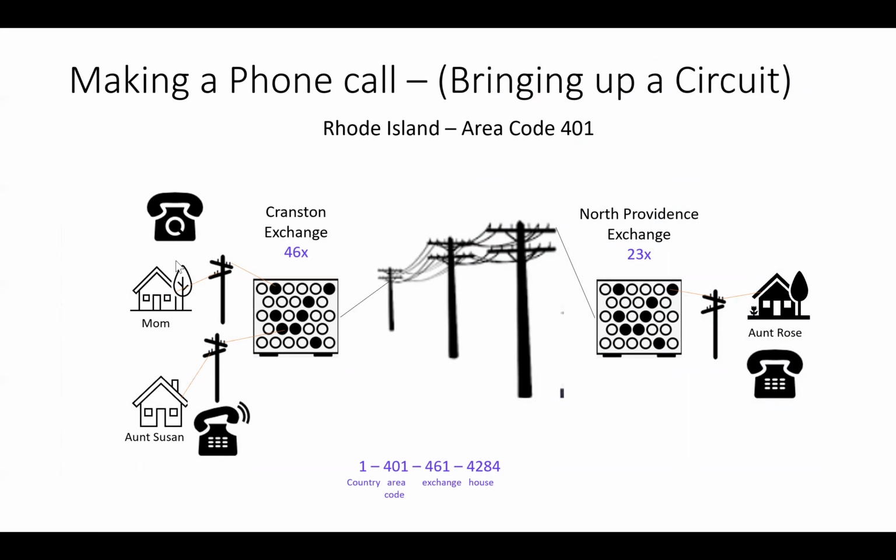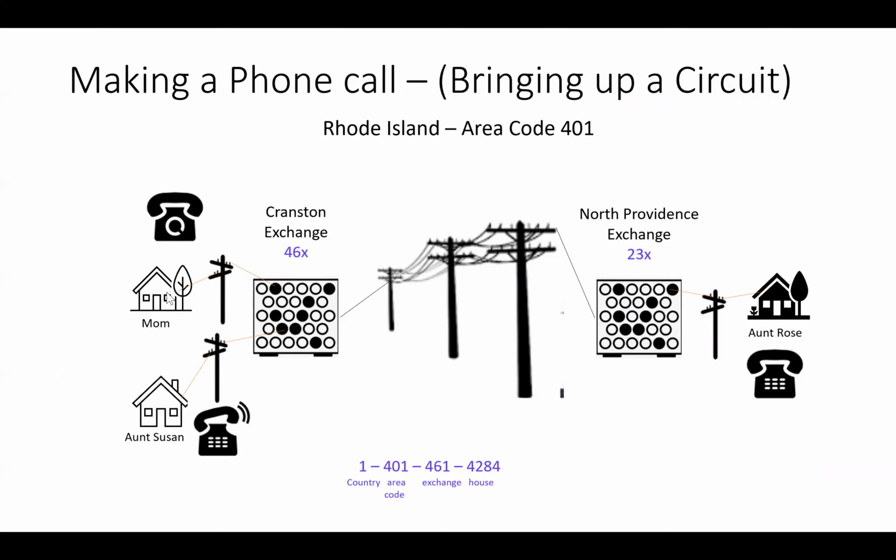And when you dialed a number, there would be a country code. In this case, a country code of 1 is the USA or Canada. There's an area code, which in this case is Rhode Island. Then there's an exchange, and the exchange is the computer that all the houses are connected to. And then there's a house number.